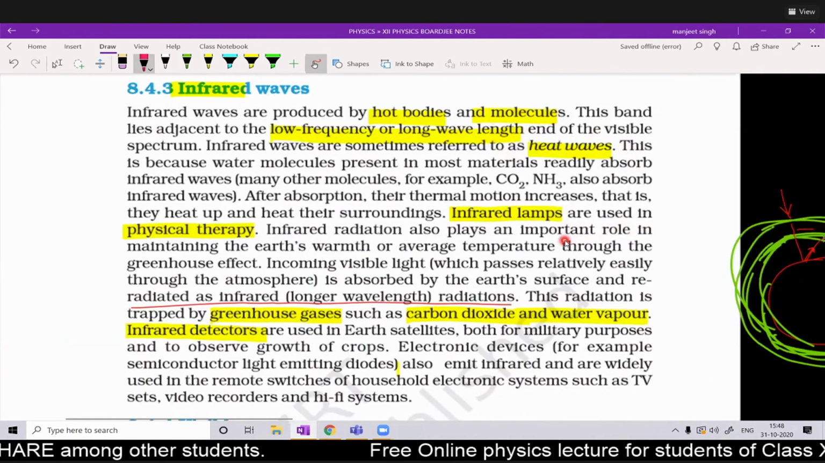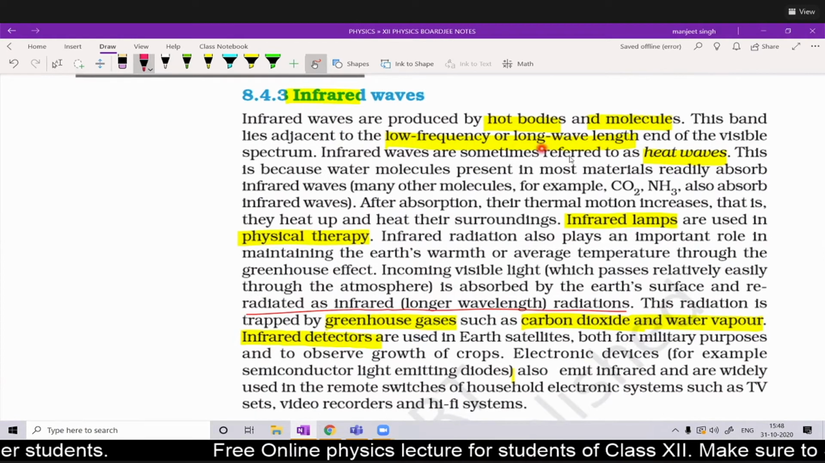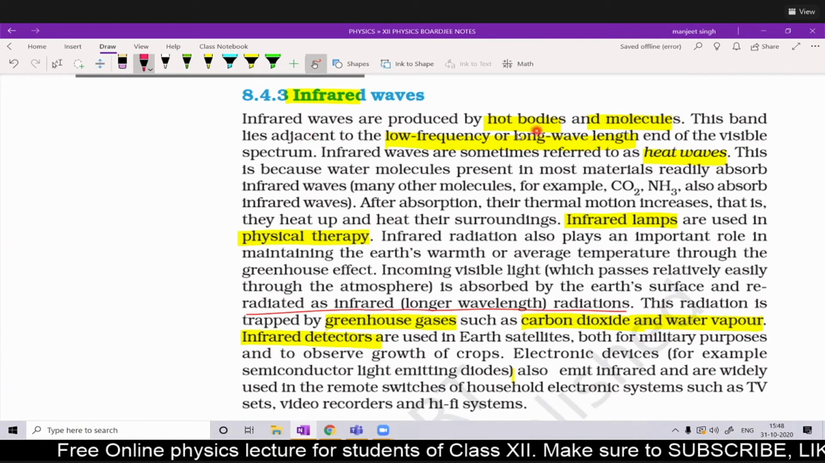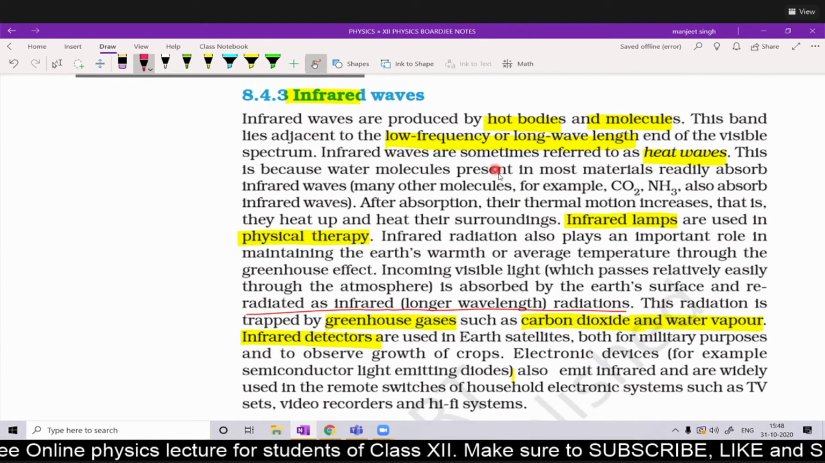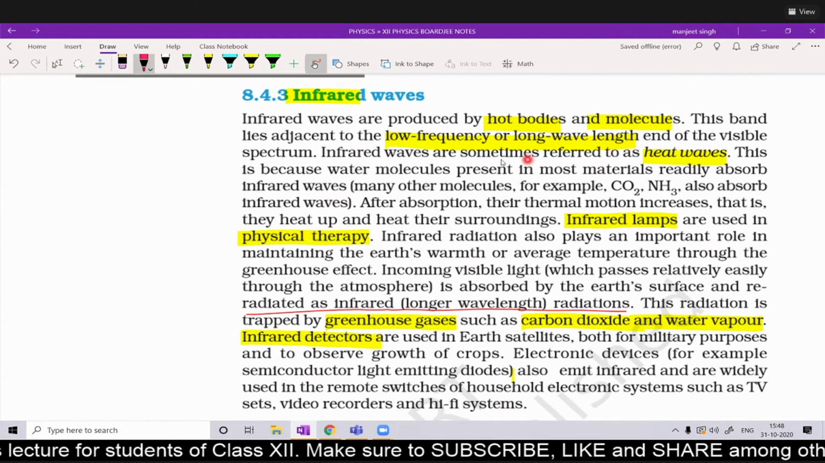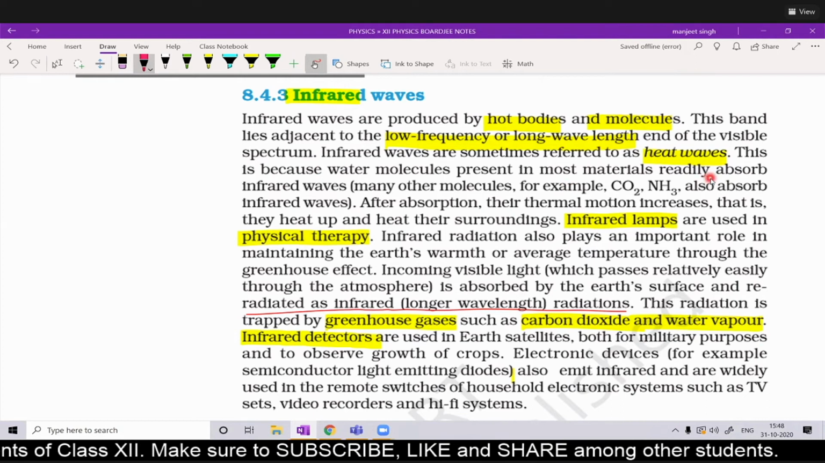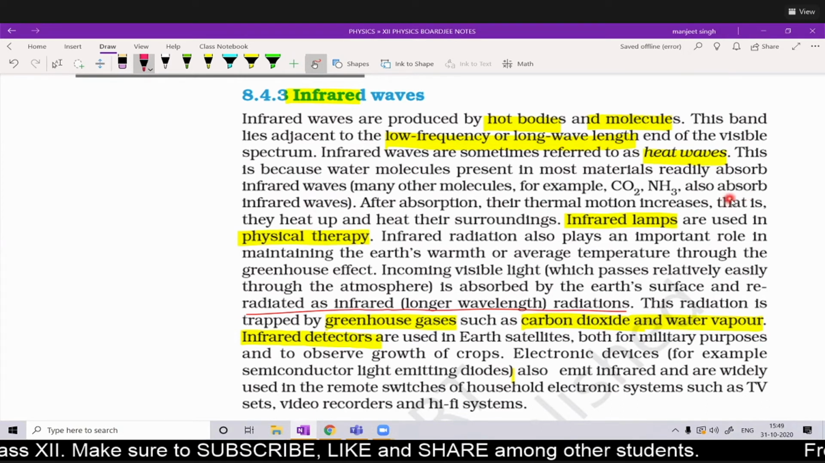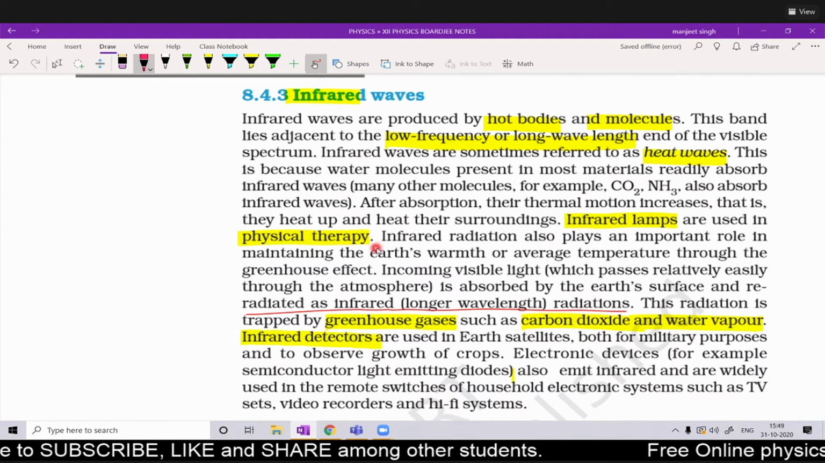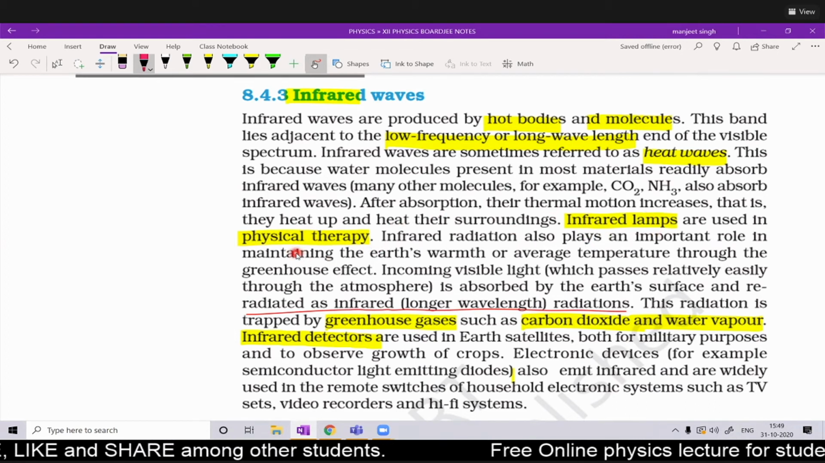The next type of EM wave is infrared waves. What are infrared waves? Infrared waves are basically heat waves. These are produced by hot bodies and molecules. They lie at the low frequency, or long wavelength, end of the visible spectrum. Infrared lamps are used in physical therapy, as all of you know.